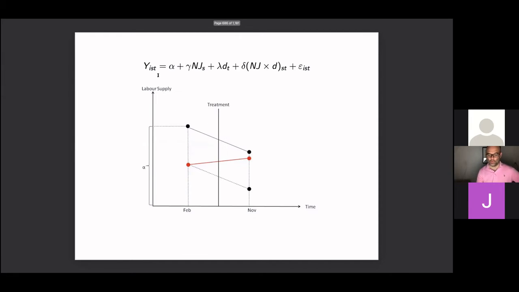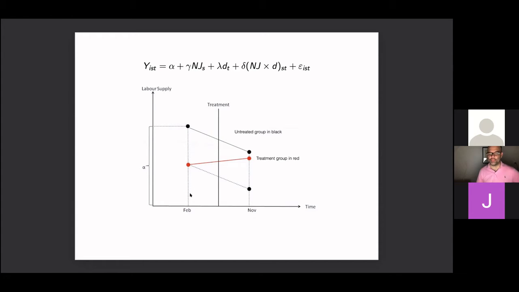All right. So let's look at this. What exactly is being calculated when you run this regression? This is the untreated group in black, and this is the treated group in red.